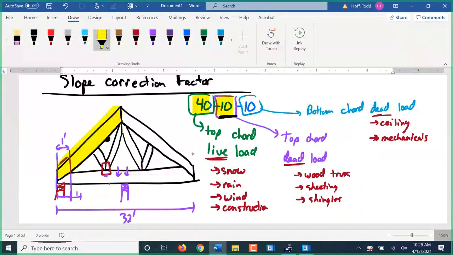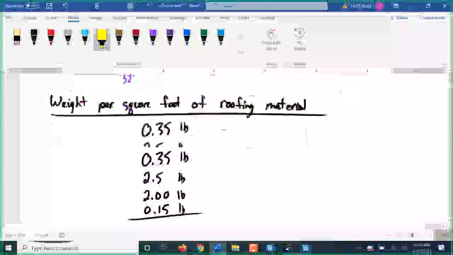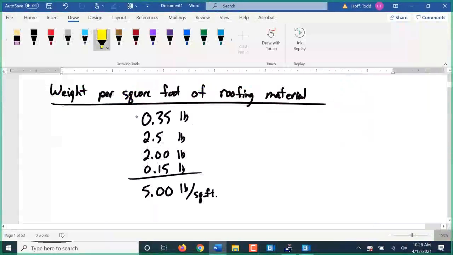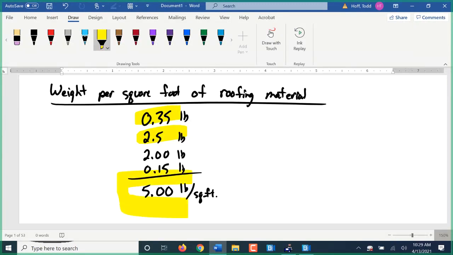The other reason we have such a wide allowance is the second layer of shingles. You would have that 0.35 pounds of felt, 2.5 pounds of shingles, and then some more nails. You'd have about 3 pounds for a second layer. When they engineer a truss, they are engineered for 2 layers of roofing. So that's what that weight is for. So anyway, let's just say they're engineered at that 10-pound dead load, and we're going to roof it. There's going to be 5 pounds of roofing on there.